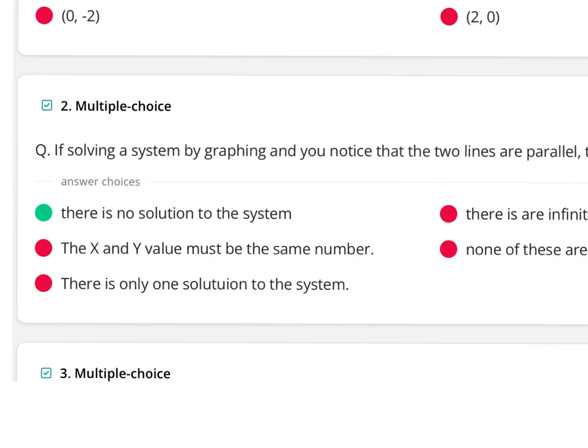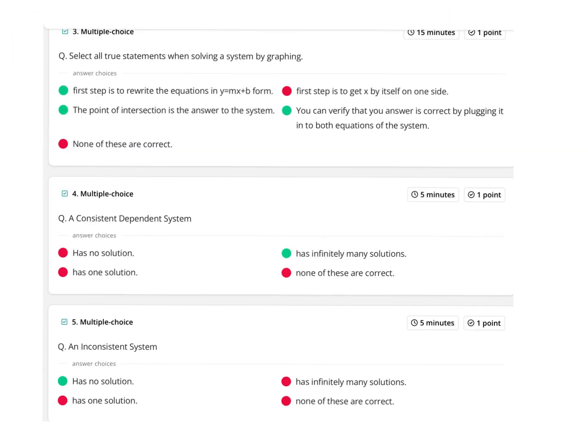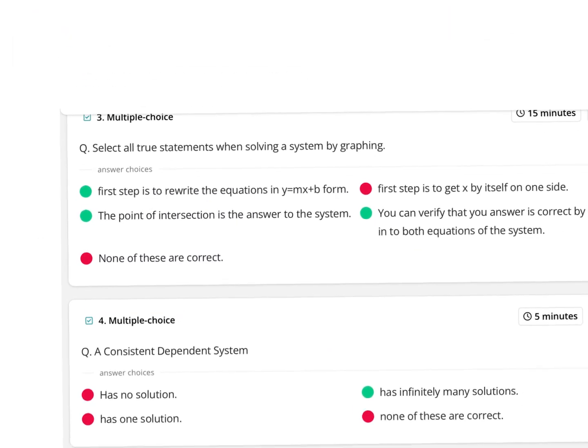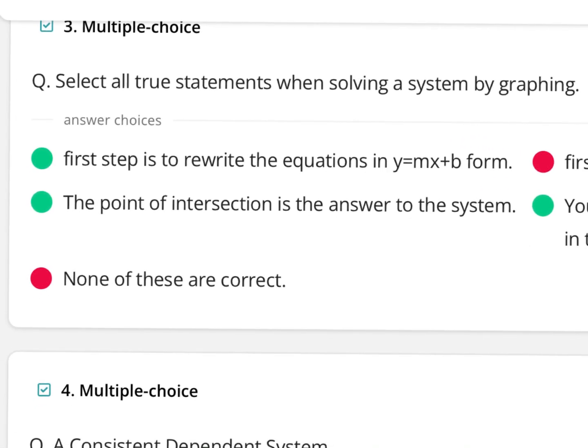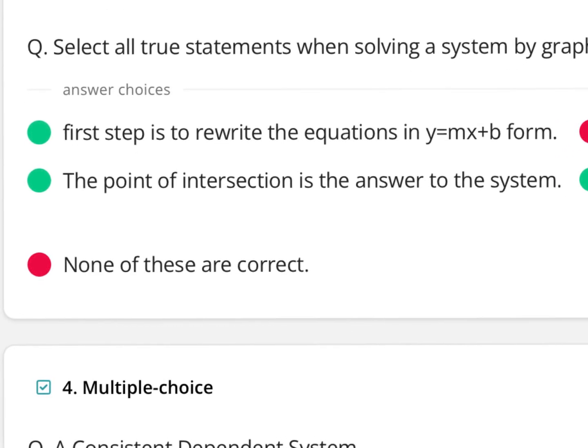Let's jump to a couple more. Again, I apologize for showing the answers, but it says select all true statements when solving a system by graphing. Is the first step to rewrite the equation in y = mx + b? Yes, you would pick that one for sure, because if it's in standard form or other forms, you can't really graph it yet. So please change it to y = mx + b. That's your first step.